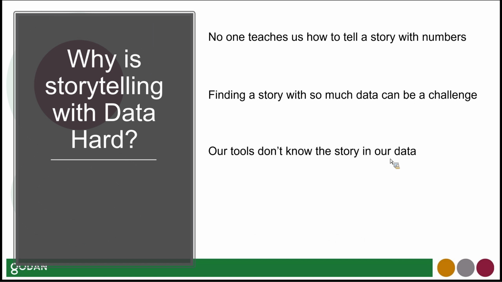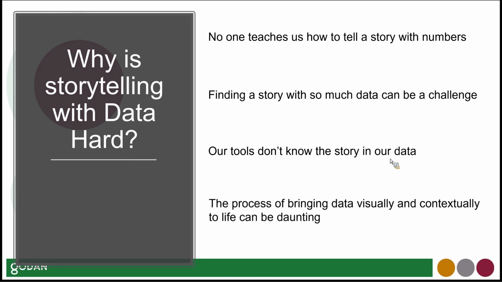And also the tools that we use. The tools that we use to process the data to the point that we want to share them don't know what the data says. So sometimes it's up to us to understand what is there and try to connect the dots. The tools we use cannot do that for us. So it's up to us to connect the dots on the various insights that are highlighted by the tools we use to tell the story.